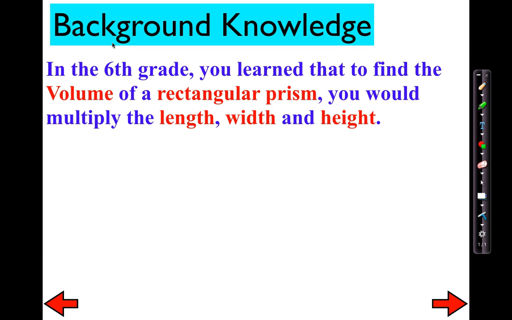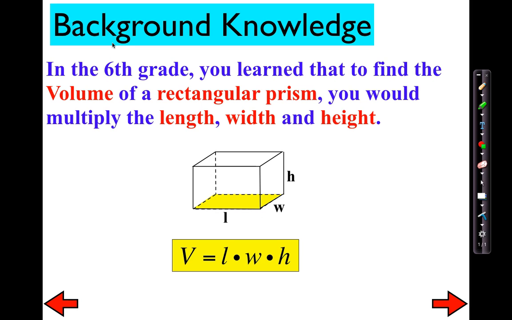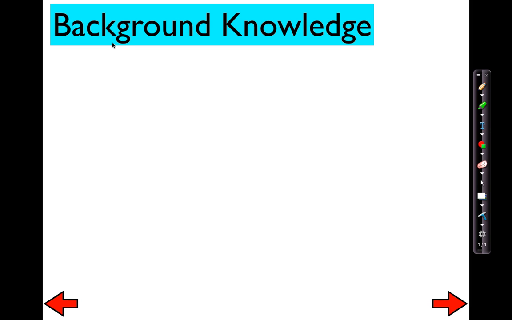So first of all, some background knowledge. In the 6th grade, you learned how to find the volume of rectangular prisms. You would multiply the length times the width times the height, right? So that is one way to think of it. Now, we are going to be using something slightly different this year because it's going to be able to be applied to different types of shapes other than just rectangular prisms.